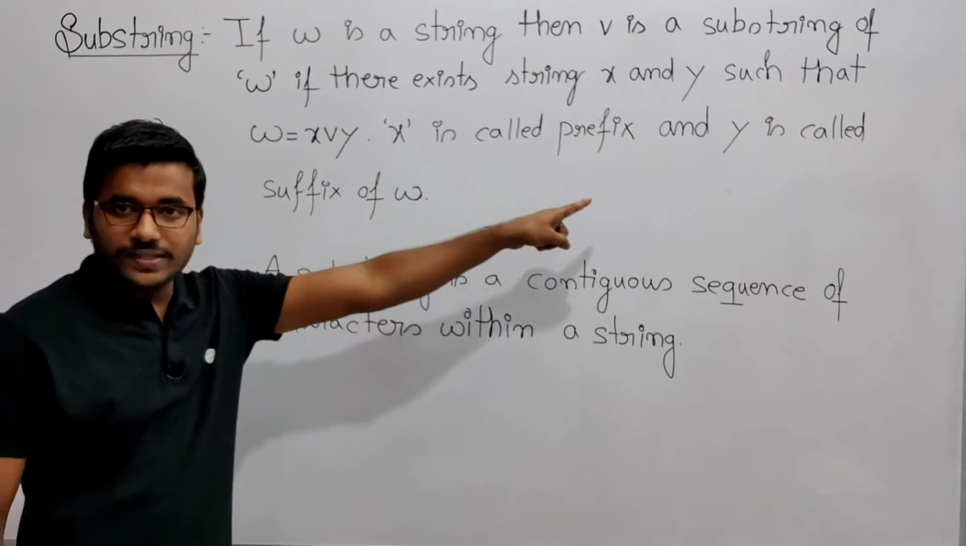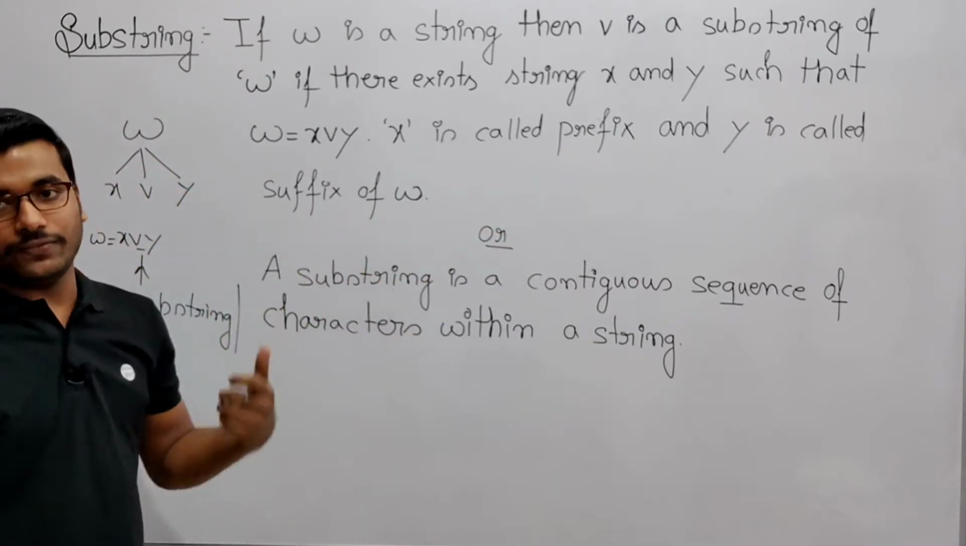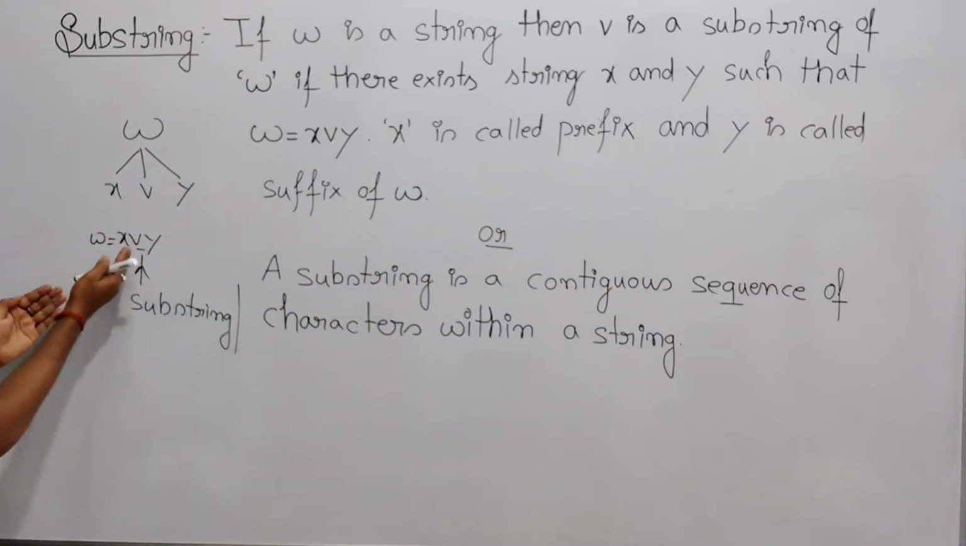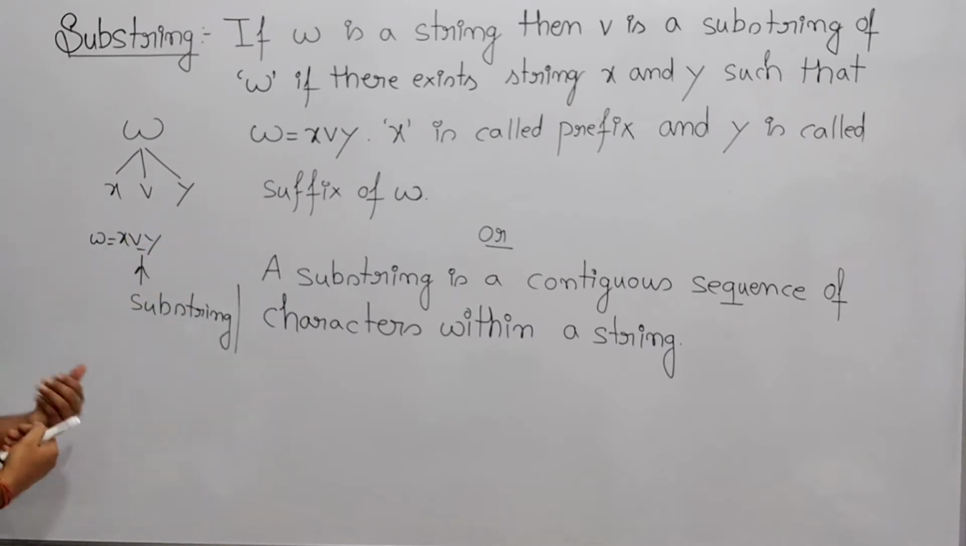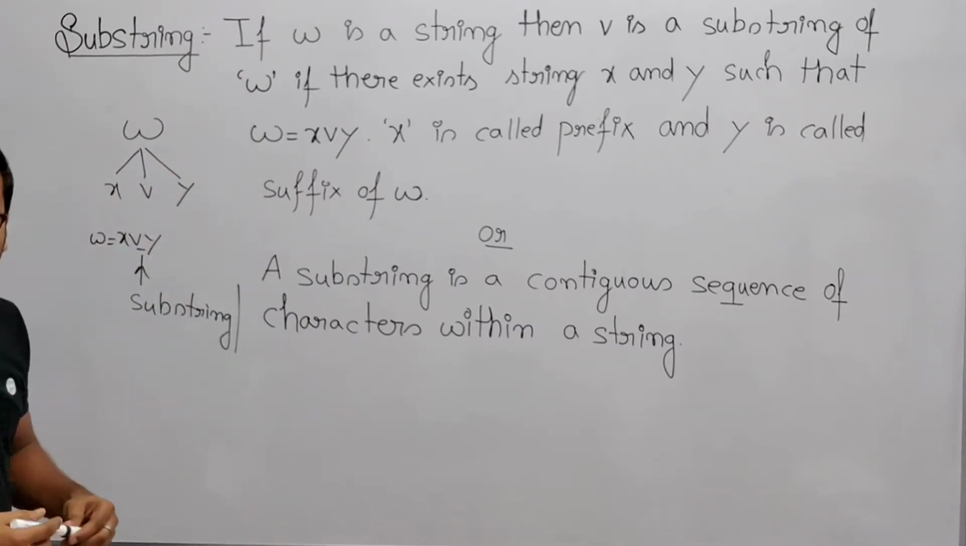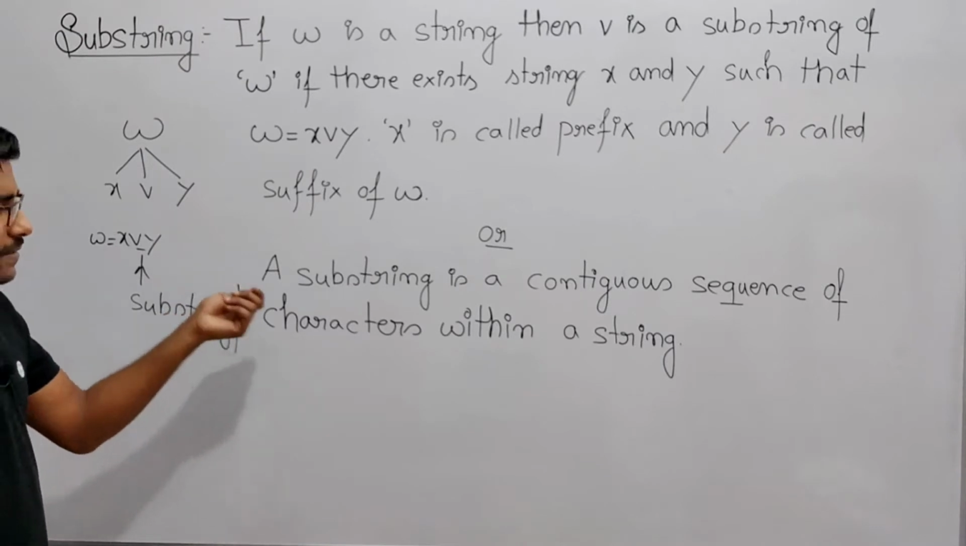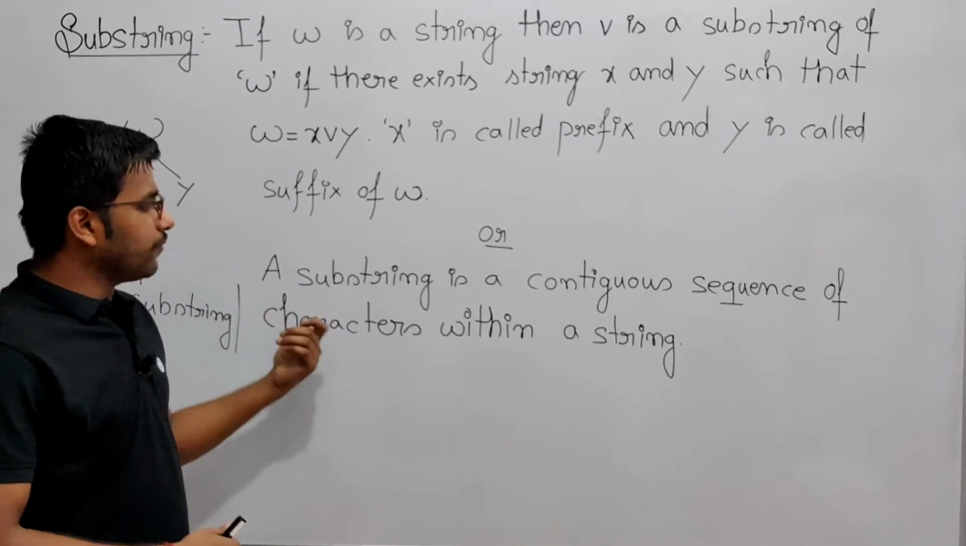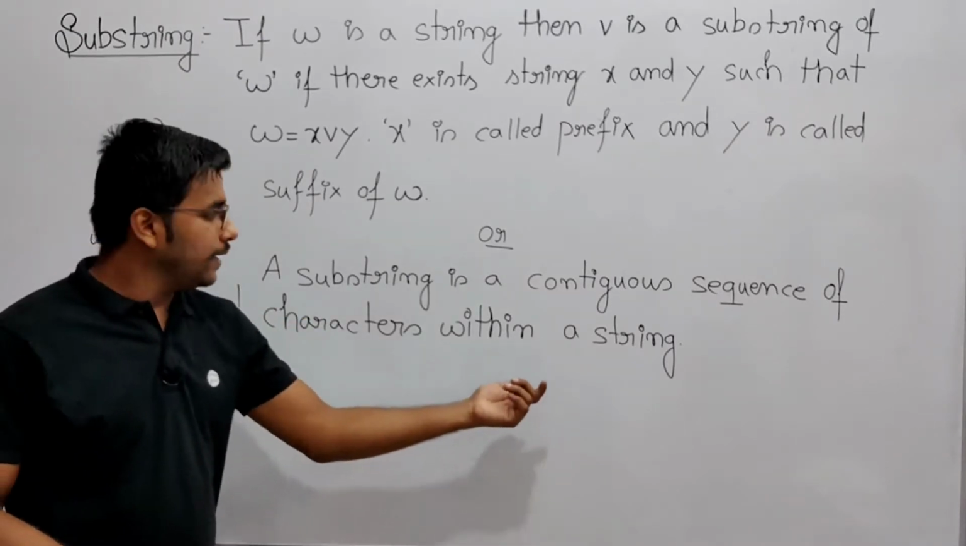X is called prefix and Y is called suffix of W. Okay, so X is going to be the prefix and Y is going to be the suffix of W. So this is one definition. Another definition is, a substring is a contiguous sequence of characters within a string.